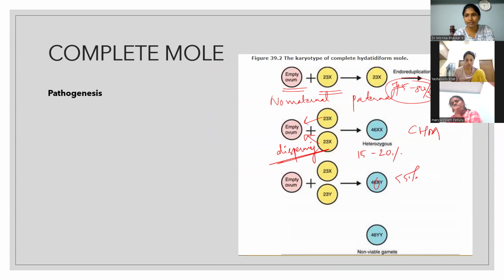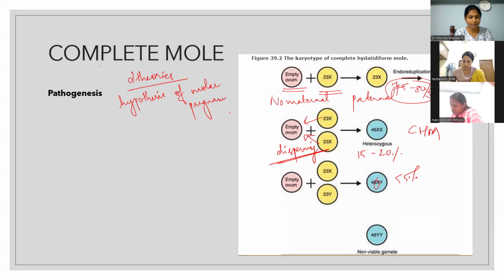So I told you there is the empty ovum with the sperm, and there is endoduplication, and there is some genetic material, either diploid or triploid, based on which molar pregnancy. But how are these grape-like vesicles formed? So we have to understand there are two theories, or hypotheses, behind the development of a molar pregnancy. So what is the hypothesis of molar pregnancy?